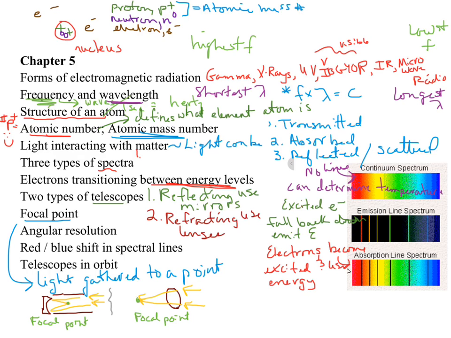The next term related to telescopes is angular resolution. I have it up here in red. For a given telescope, the angular resolution is its ability to resolve detail.